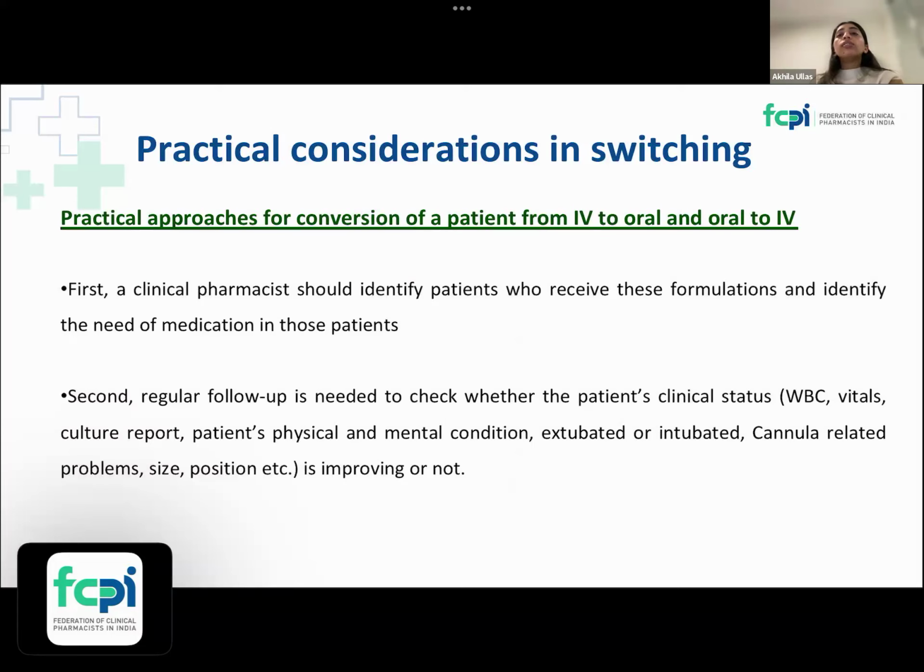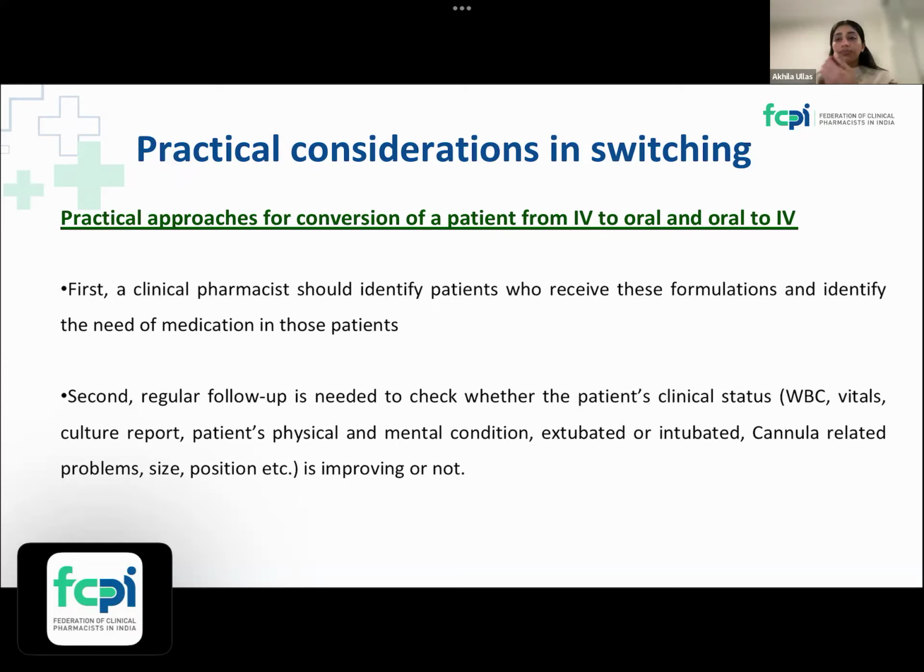And coming to practical considerations in switching, there are some points while switching from IV to oral and oral to IV. This is an area we can see from a clinical pharmacist's point of view. First thing, a clinical pharmacist should identify patients who receive these formulations and identify the need of medication in those patients. You need to ensure whether the patient needs IV or oral, whether the patient needs this much dose, the frequency.